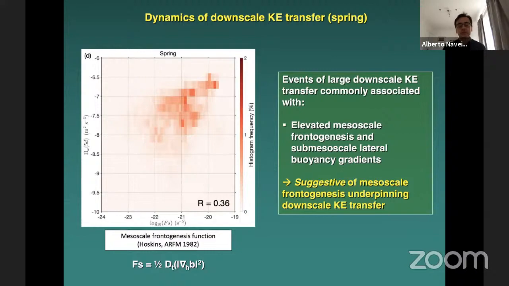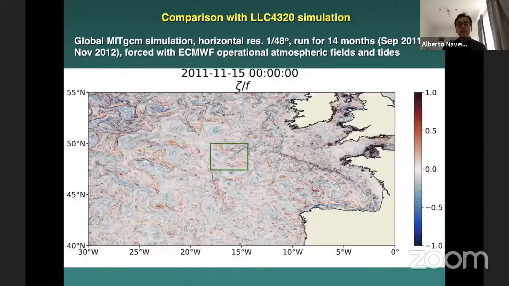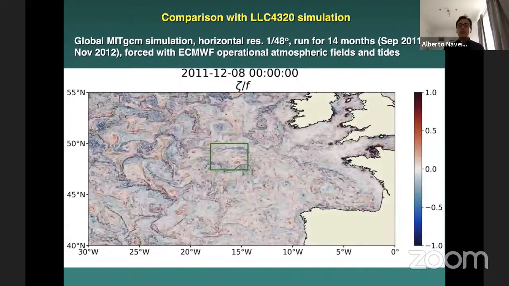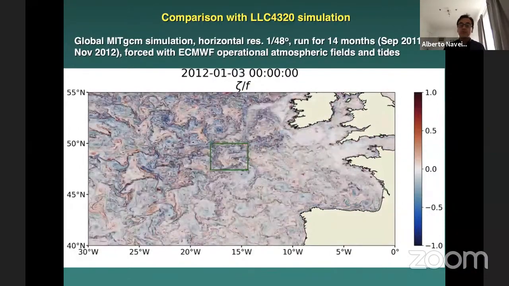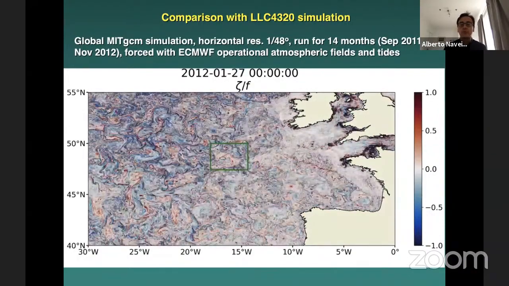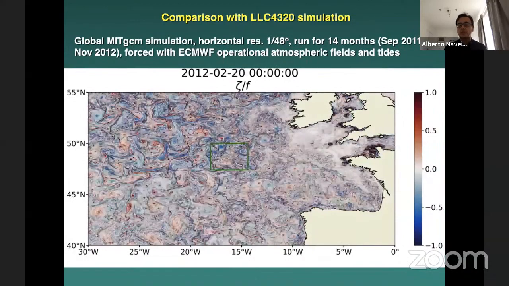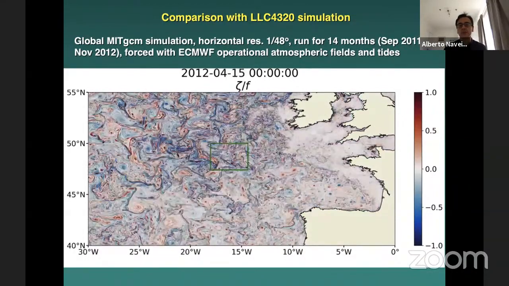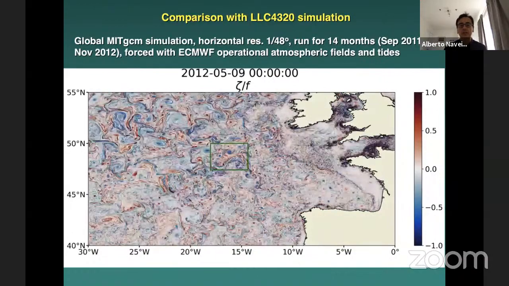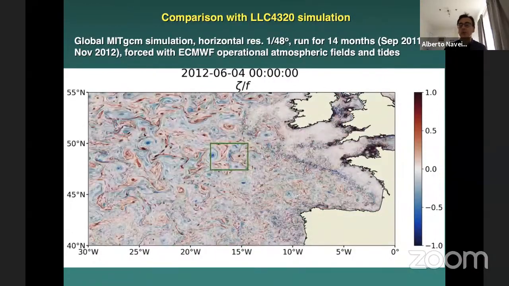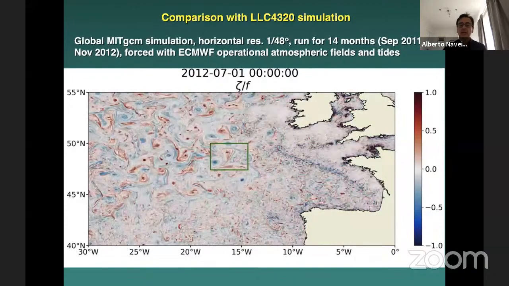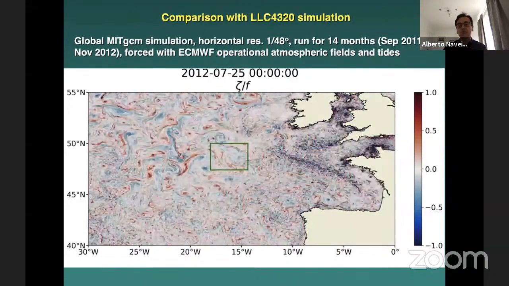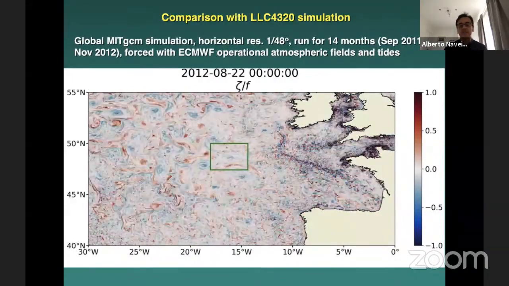Now, one thing that we did was to try and compare what these observations yield with what happens in a state-of-the-art model in this area. So this model is the LLC4320 simulation. It's a global MITgcm simulation at a horizontal resolution of 1/48th of a degree. And this just shows an animation of the relative vorticity scaled by f in this region.